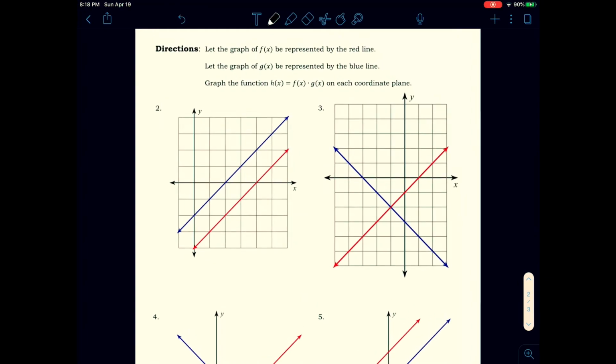So here they say, let the graph of f of x be represented by the red line, and let the graph of g of x be represented by the blue line. They want us to graph the function h of x, which equals f of x times g of x, on each coordinate plane. So we're going to be multiplying the y coordinates of the corresponding points. To graph these, we're going to be looking at an x value and multiplying the y coordinates of those points. That's going to be the new y coordinate for h of x, because again, h of x is just f of x times g of x. It's a product of these two linear functions. All we're doing is multiplying the outputs.